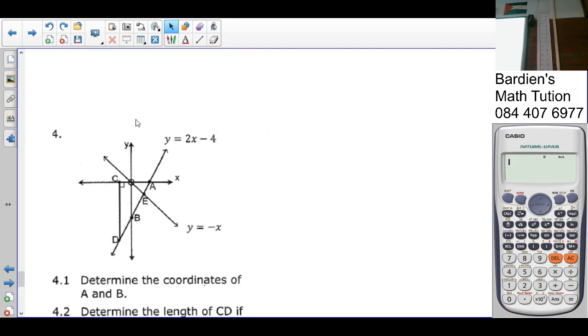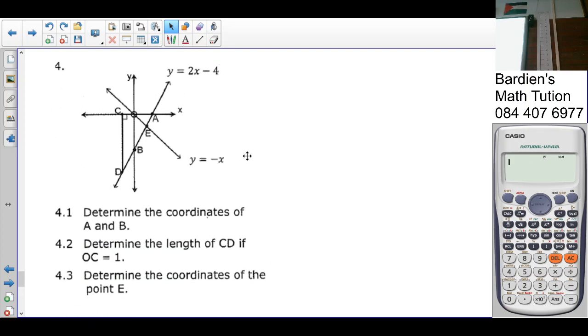Question 4. Okay, this is an even number, but I'm going to do it anyway because this is the way it's asked in the exam. So you must familiarize yourself with the way these questions are asked. Okay? So we are told y is equal to 2x minus 4 and y is equal to minus x. The first question says determine the coordinates of A and B.